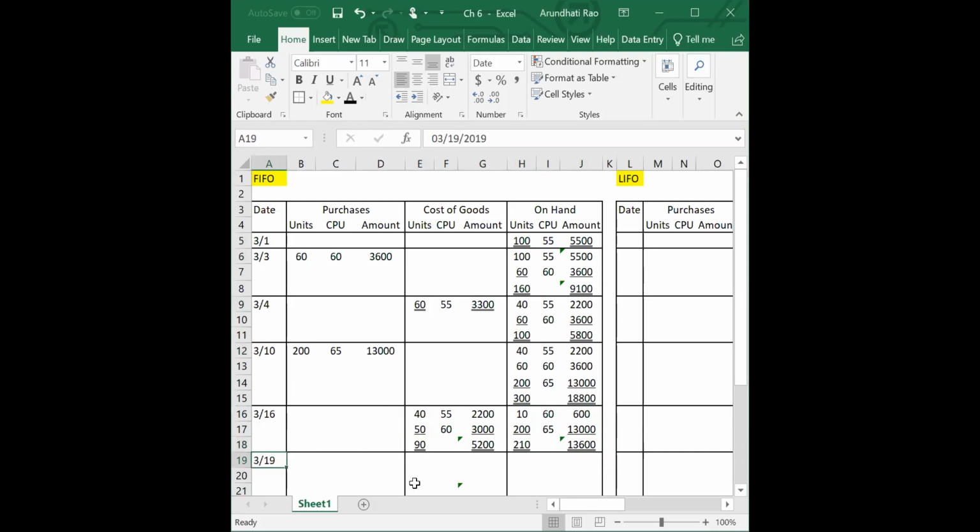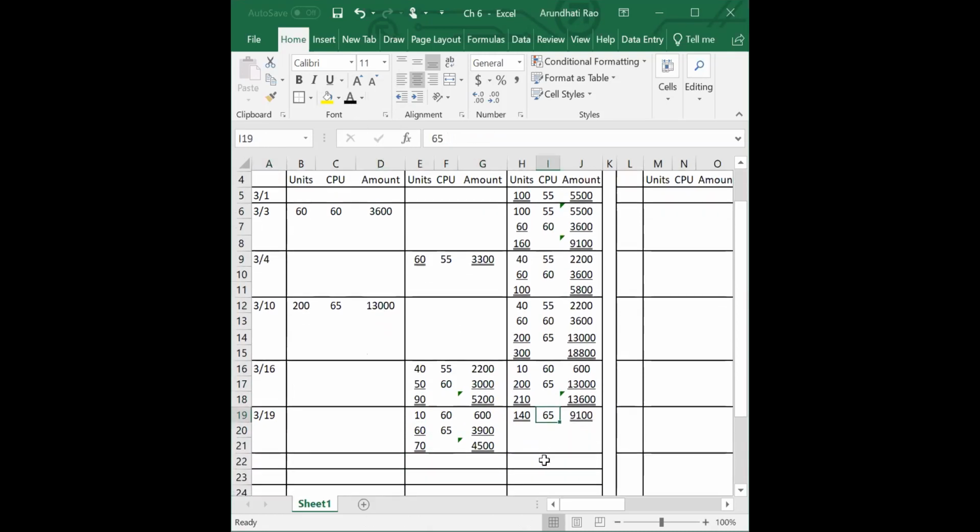On the 19th, I sold another 70 units. I have 210 available for sale. Which one will I sell? I first take out this 10 and then I get into this. So let's take a look at what I have here now. I have 10 at 60 and 60 at 65. Of the 210, if I sold 70, I'm left with 140. And they're all from this most recent purchase. So that's what I have remaining with me over here. 140 at $65 a piece.